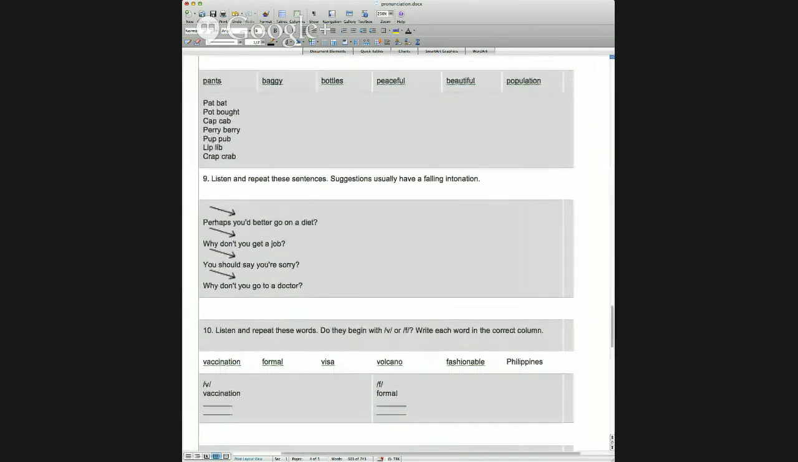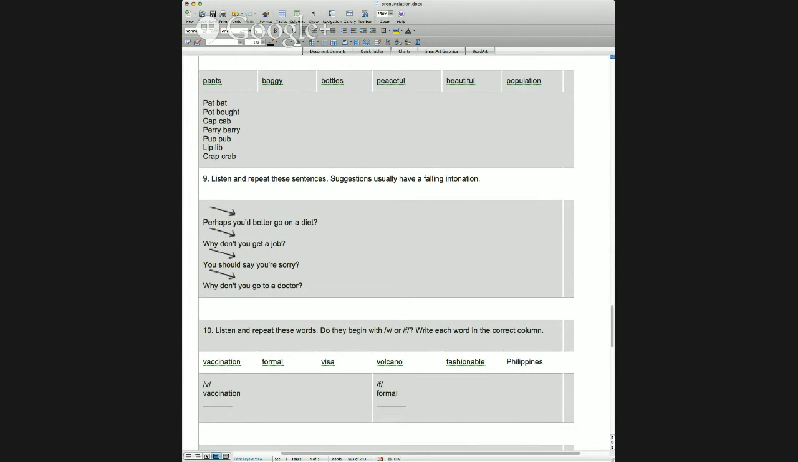Lip, lib. Lip. Good. And crap, crab. Crab. All right. Crab. Good. Okay.